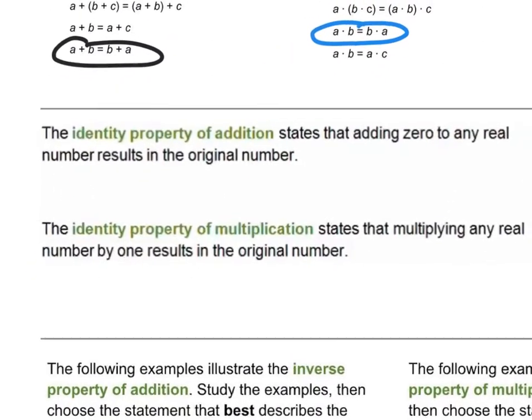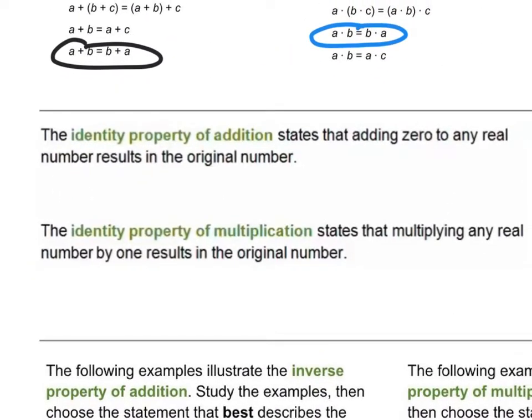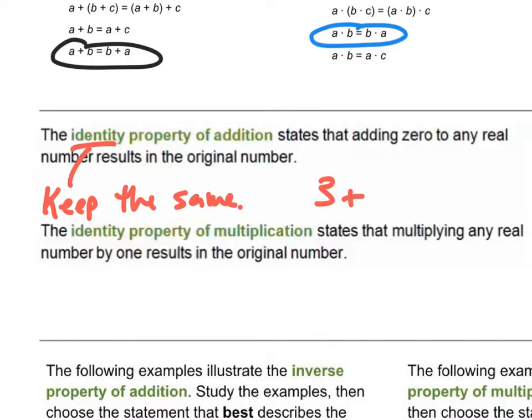All right, the identity property of addition. Identity means you keep the same. So if I had the number 3, what would I have to add to that to give me 3? Yeah, add 0.